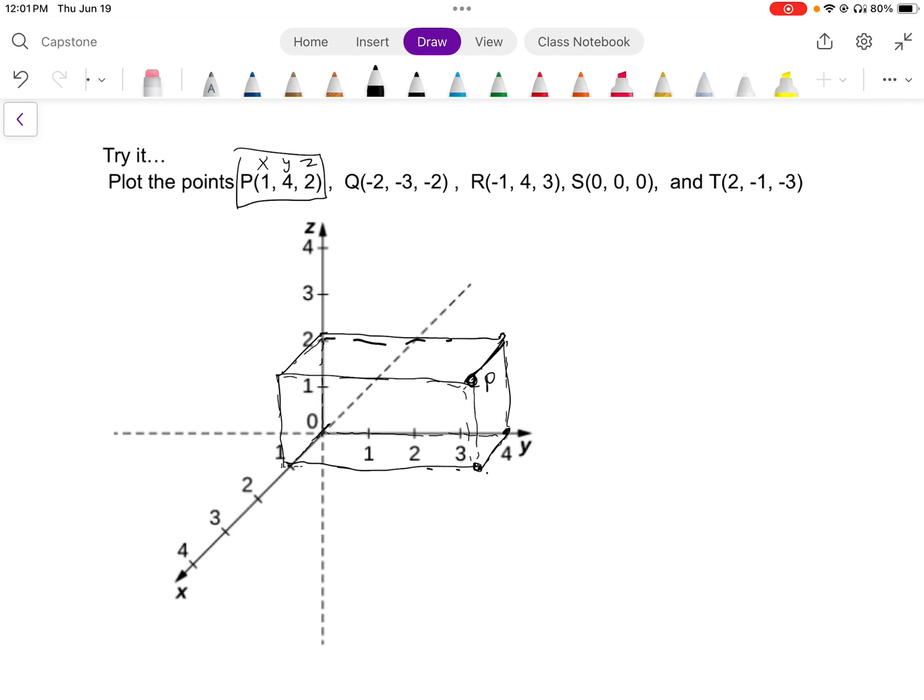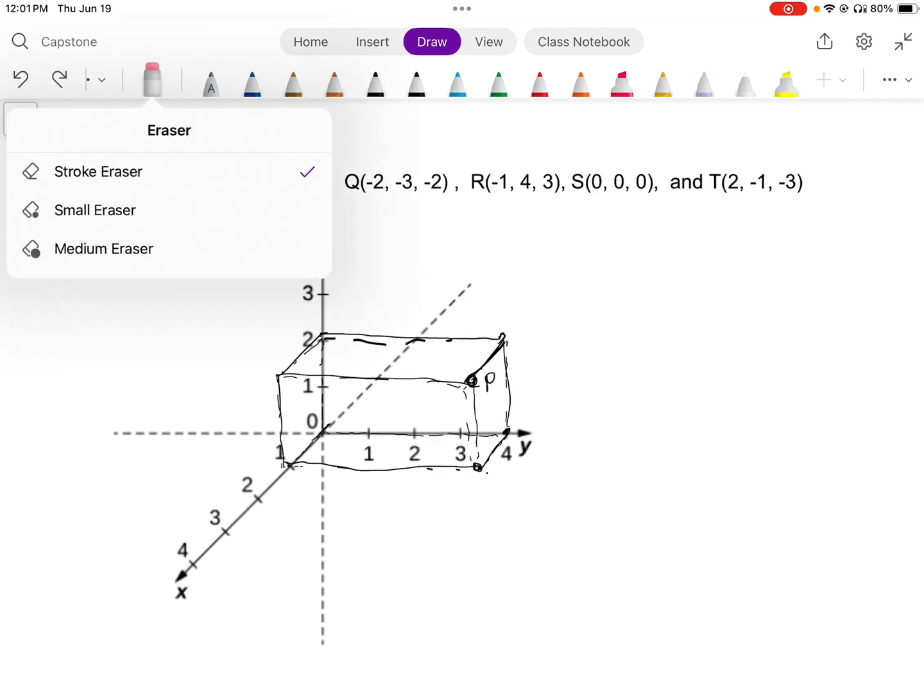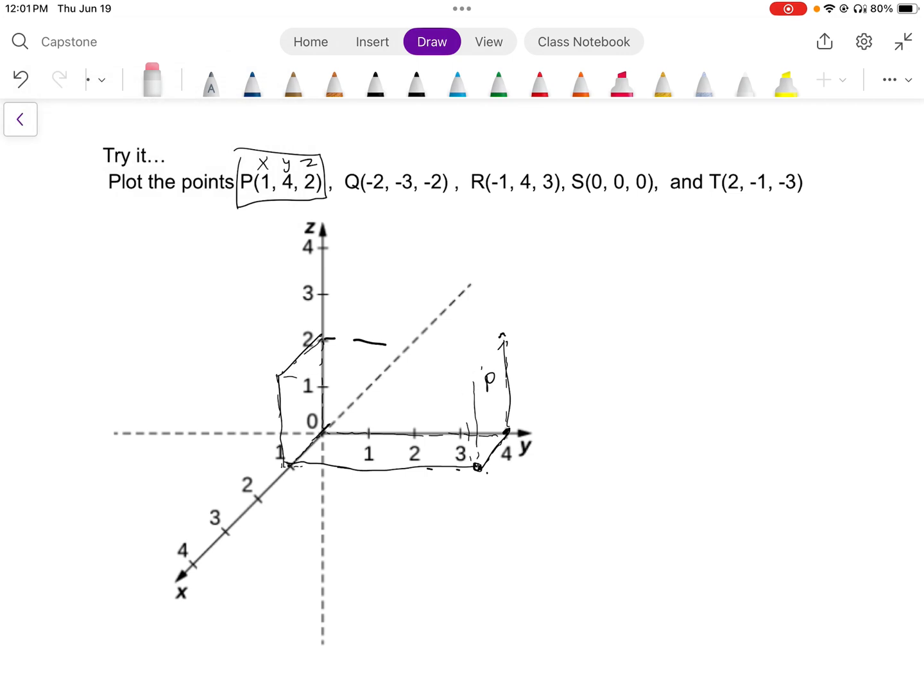Now, just to tidy things up a bit, I'm going to erase this box and leave my point for you. Let's get rid of that box, but leave the point, because otherwise things are going to get a little bit messy around here. But I'll draw it out each time.